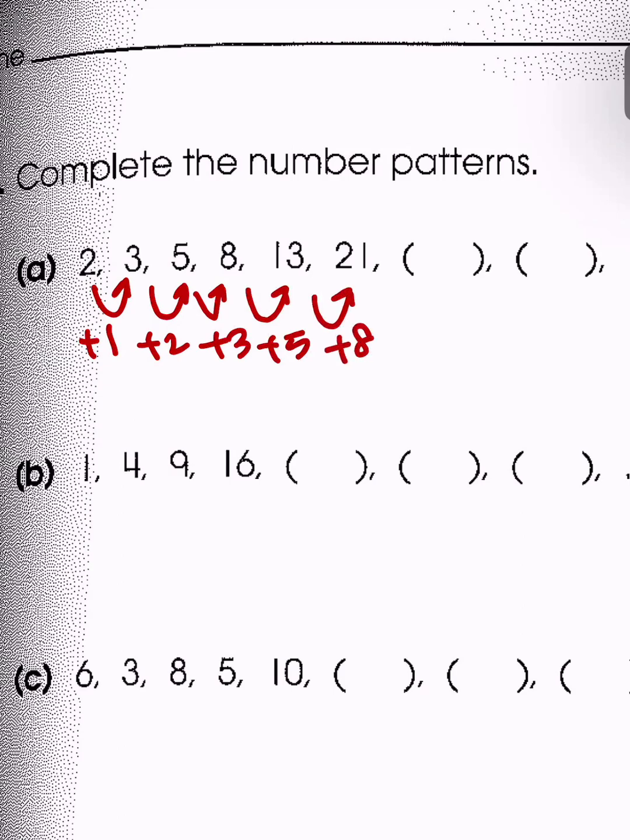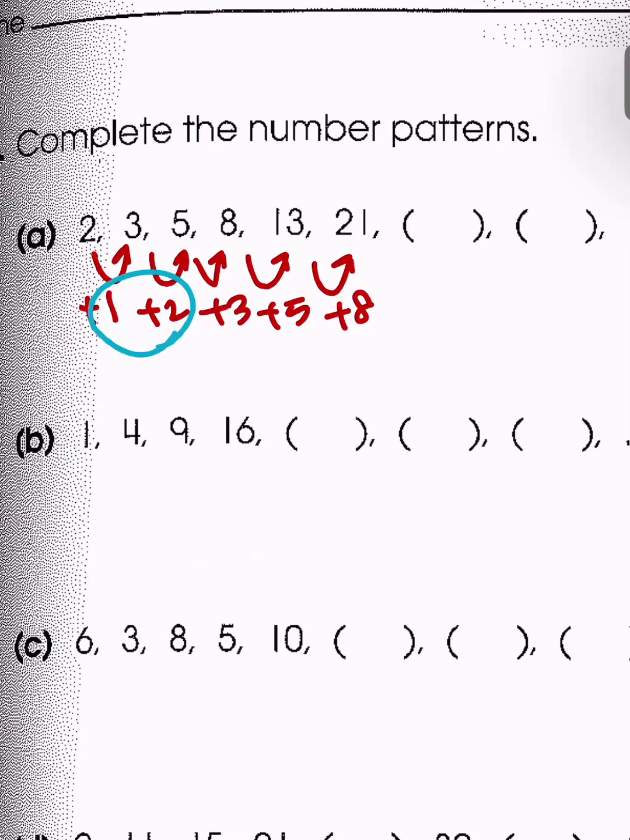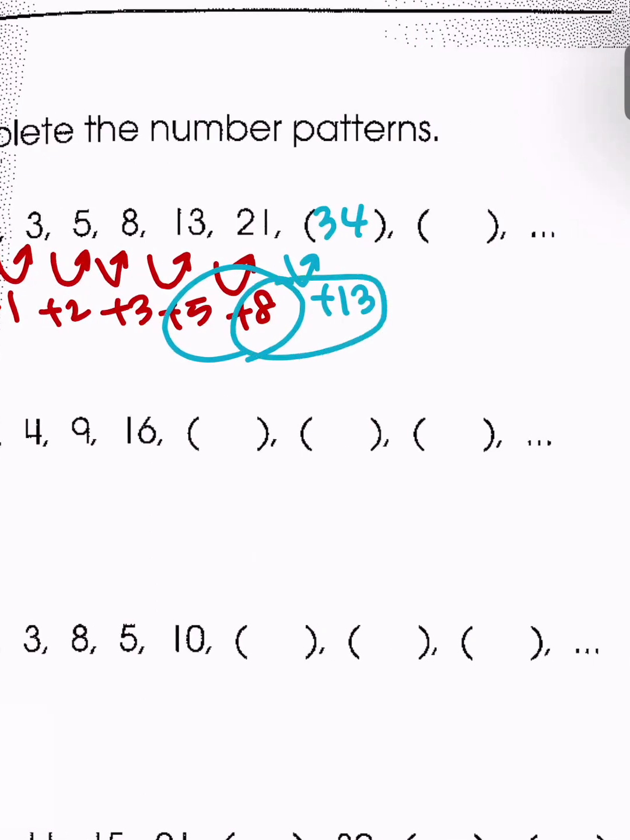And so what we're doing is we're adding these two together, and then that becomes 3. If we add 2 and 3 together, that becomes 5. If we add 3 and 5 together, that becomes 8. And so now we're going to add 8 plus 5, which is 13. So the next number is going to be 34. And then we're adding 13 and 8, so we're going to add 21, so we have 55.